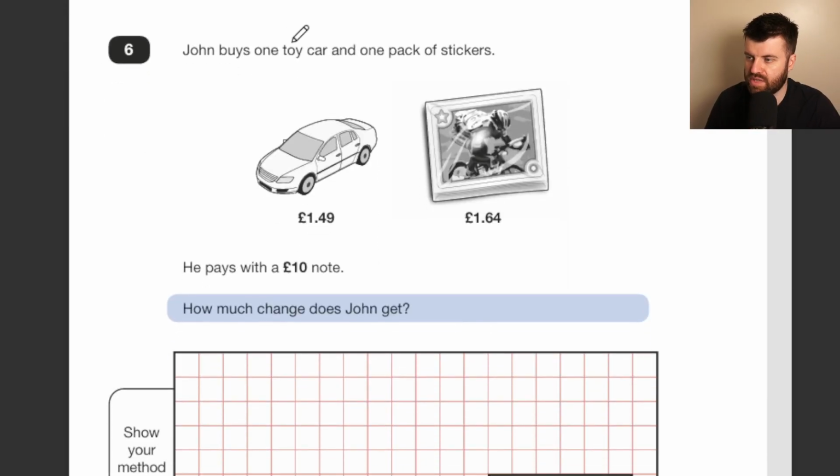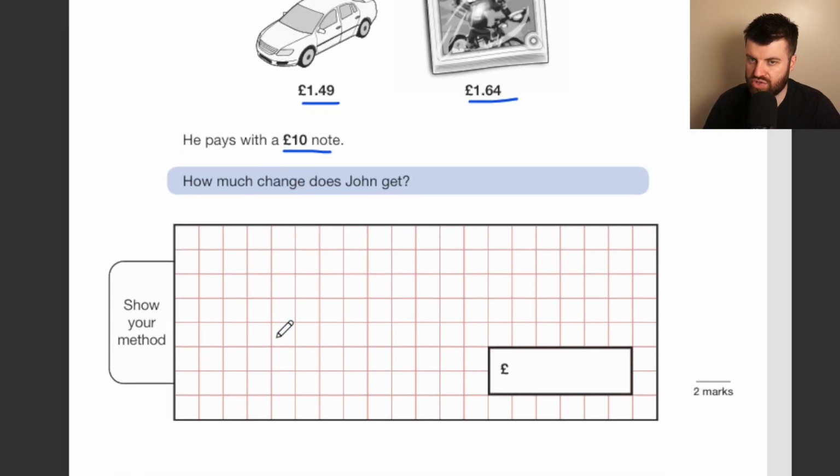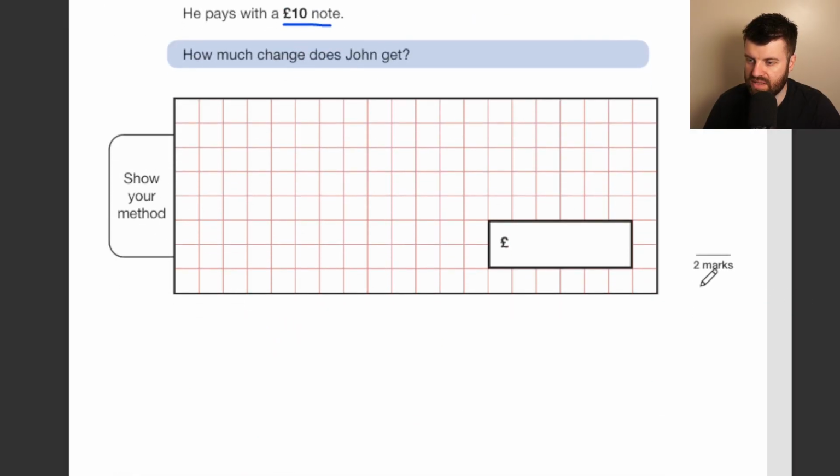Question 6, John buys 1 toy car and 1 pack of stickers. Toy car is £1.49, stickers are £1.64. He pays with a £10 note. How much change does John get? Look, we've got a box saying show your method and 2 marks. We know we have to do at least 2 things. And to even get 1 mark, we have to do 2 things.